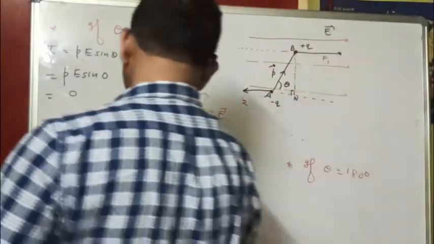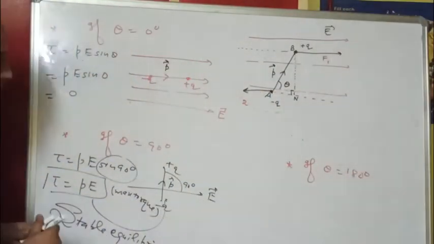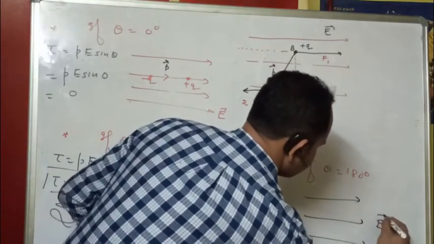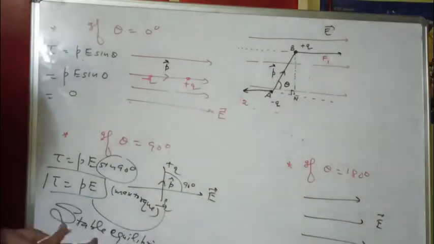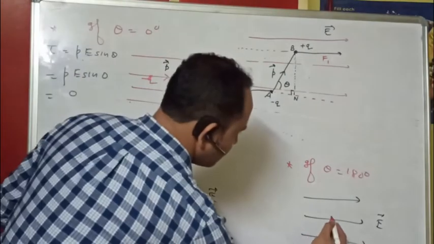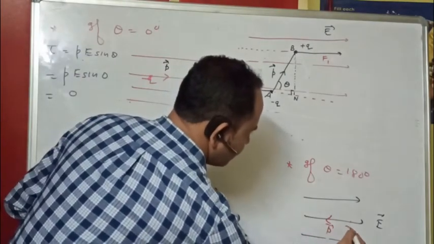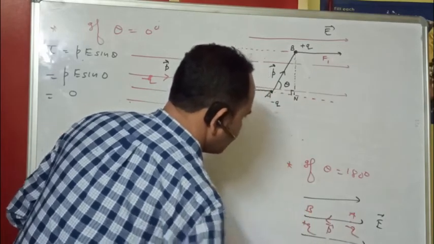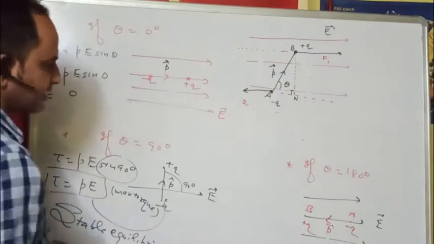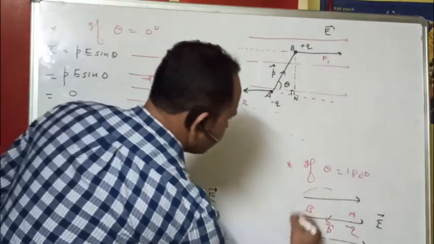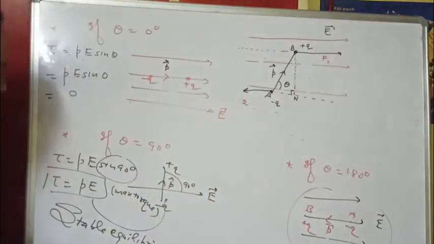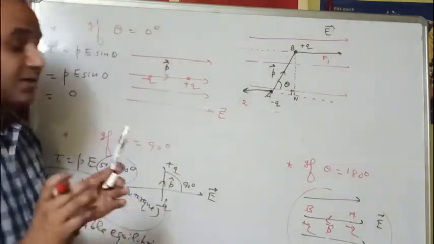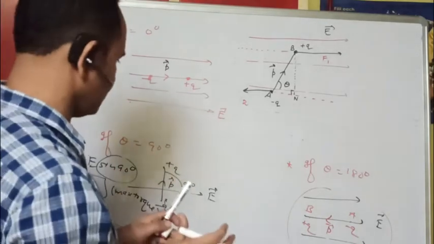Now, if theta is 180 degrees, in that case, what will be the picture? The field will be in this direction, towards the east as usual, and the dipole moment will be opposite to the field. So here will be minus q, here will be plus q, here will be a, and here will be v. In that case, what will we say about the equilibrium? In that case, the dipole will be said to be in unstable equilibrium.